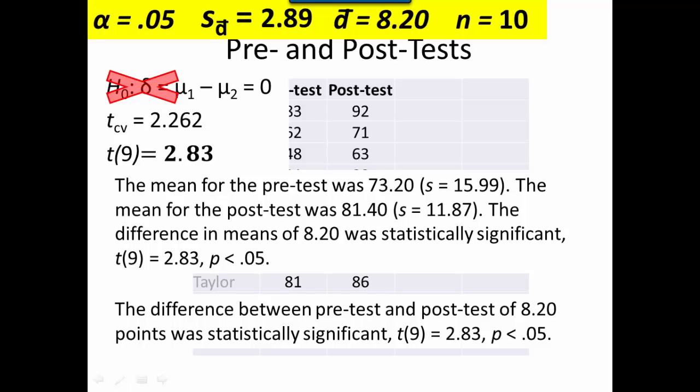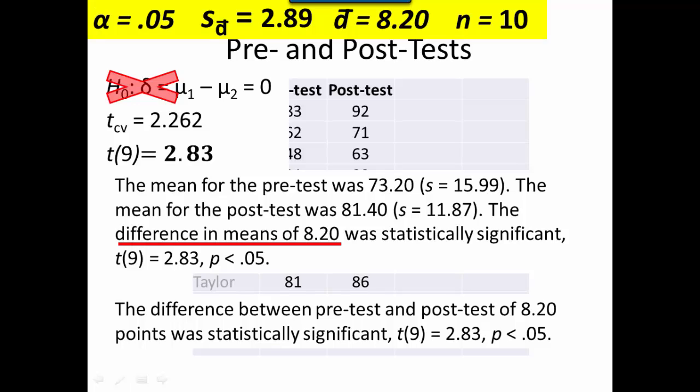The mean for the pretest was 73.20, standard deviation 15.99. The mean for the post-test was 81.40, standard deviation 11.87. The difference or the change in means of 8.20 was statistically significant, t, 9 degrees of freedom, equals 2.83, p less than 0.05. Or I could say the change between pretest and post-test of 8.20 points was statistically significant, t, 9 degrees of freedom, equals 2.83, p less than 0.05.